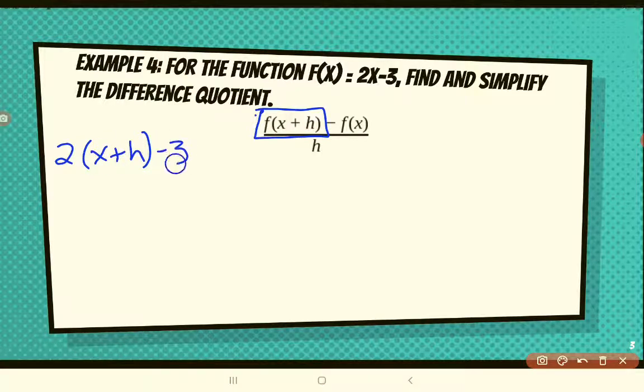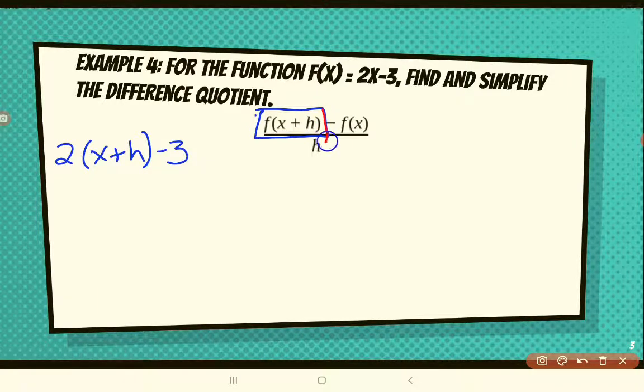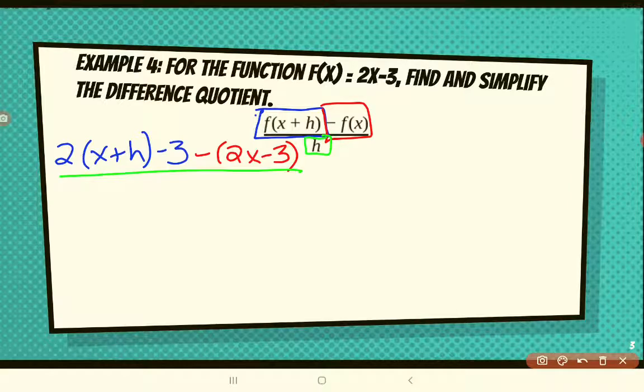Okay? So there's f of x plus h. Well, what's the next part? The next part says minus f of x. Okay? So I put my little minus sign. What's f of x? Well, f of x is just 2x minus 3. That's what they tell me in the problem. So there's the second part. And then you have a third part here. And that third part is just always part of the difference quotient. It's just h. So I just write it down there.